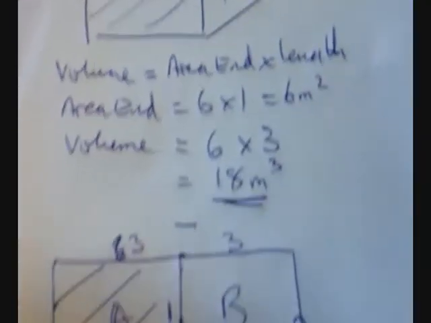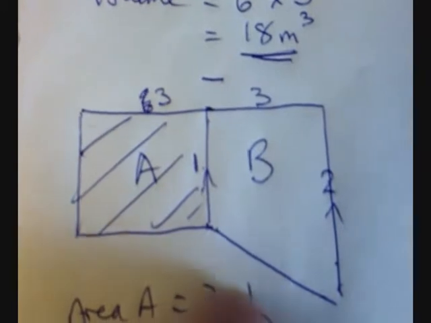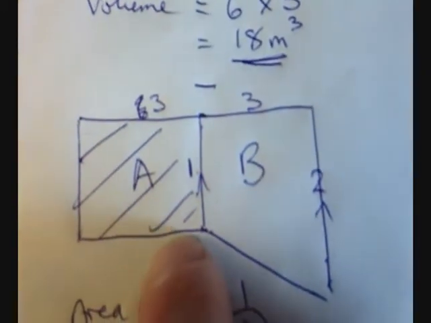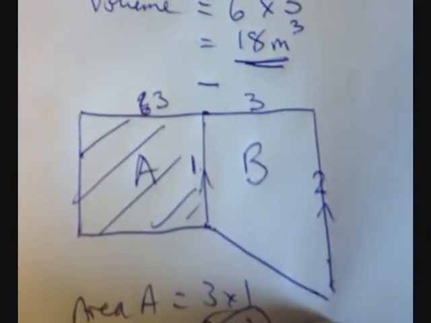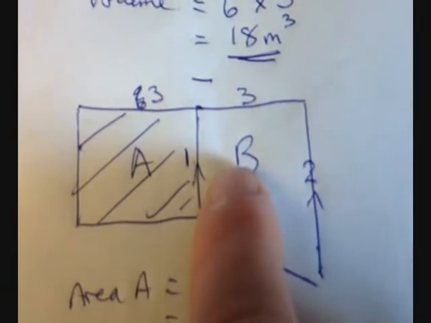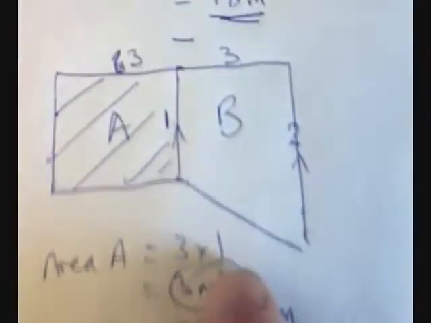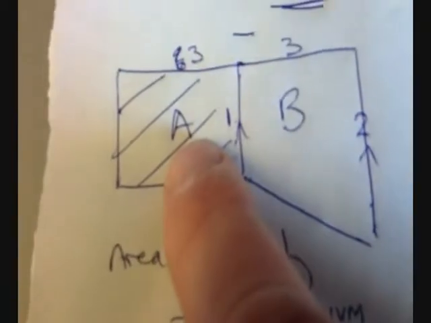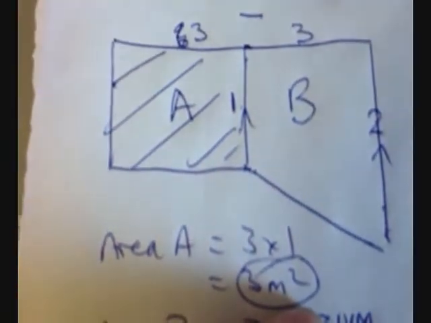Okay, now, going on a bit further, the actual swimming pool has got a deep end. So it's not a complete box like this, it actually goes down from the middle, like so. So to find the volume of this now, I need the area of these two bits, and then I'm going to multiply it by the length of it, the 3 meters. Area A is 3 by 1, which is 3.